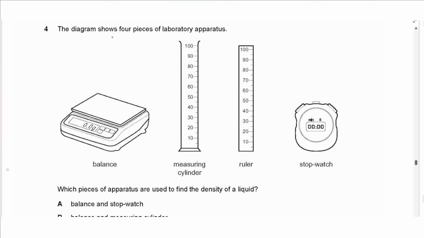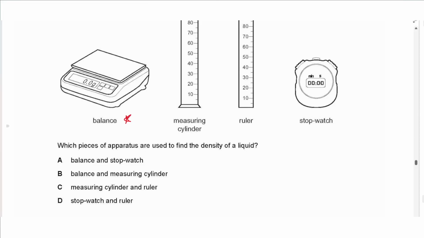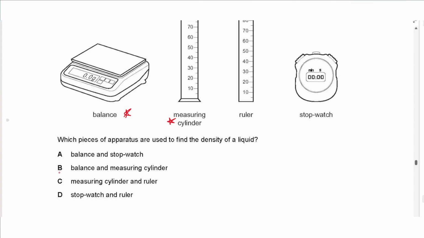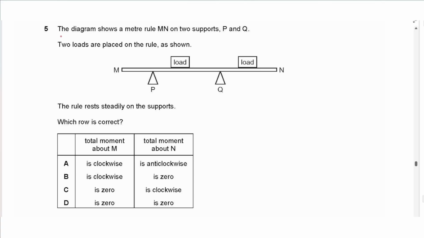Question 4 says the diagram shows 4 pieces of a laboratory apparatus. Which pieces of apparatus are used to find the density of a liquid? So we need the balance for mass and we need the measuring cylinder for volume of a liquid. So the answer would be B. Question 5 says the diagram shows a meter rule MN on two supports P and Q. Two loads are placed on the rule as shown. The rule rests steadily on the supports. Which row is correct? The total moment about M and the total moment about N. Since it is stationary, that is equilibrium. So the total moment should be 0 about any point. So the answer is D.